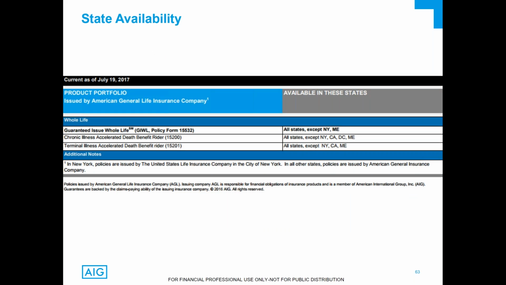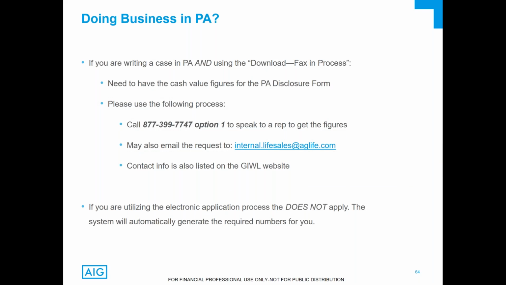Just a couple of quick hits on state availability. The product is not available in New York or Maine. The chronic illness and the terminal illness benefits are not available in California. And then DC also does not have the chronic illness, but does have the terminal illness. And for any of you who might be doing business in the state of Pennsylvania, they do require an additional form to be filled out along with the filed application.